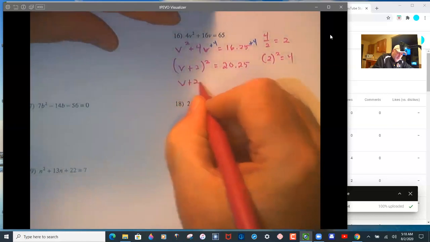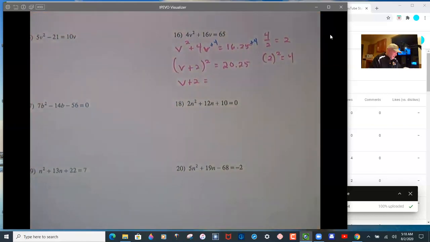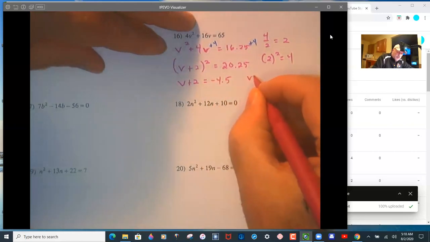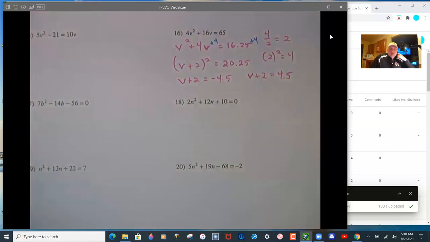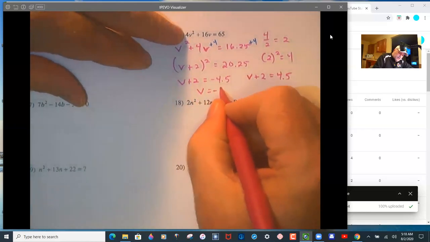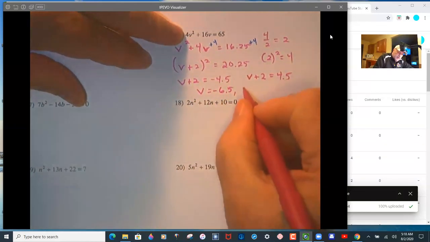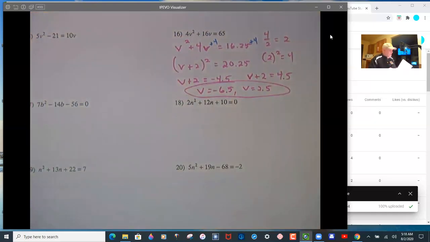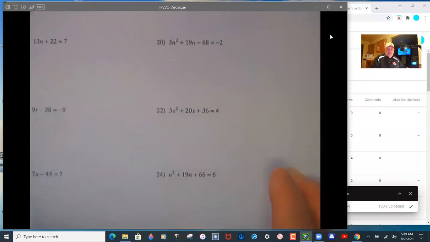And now we want to square root positive and negative 20.25. That's 4.5, positive and negative. Okay, so subtract 2, so we have negative 6.5, and subtract 2 again, 2.5, and double check your answers. Let me do that momentarily. Indeed, 2.5 and negative 6.5. Let's do problem 20, and we'll call this video good.